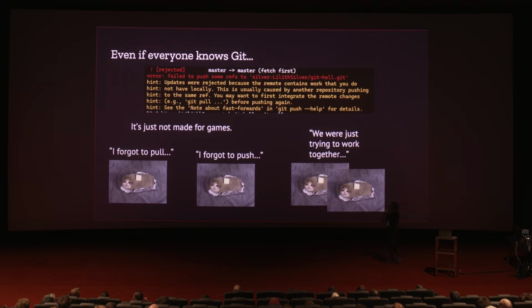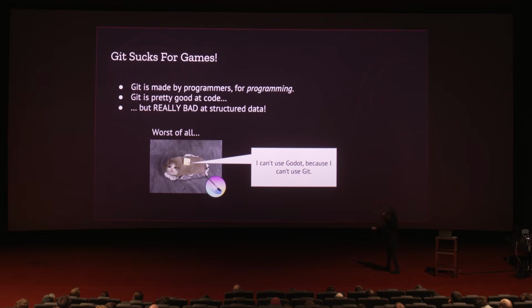And even if you just want to work with your friend in a Godot scene, you're now having to play Git tennis, committing and pushing and pulling and committing and pushing and pulling just to see each other's changes. Git sucks for games. It just does. It's made by programmers for programming, but games are a lot more than code.